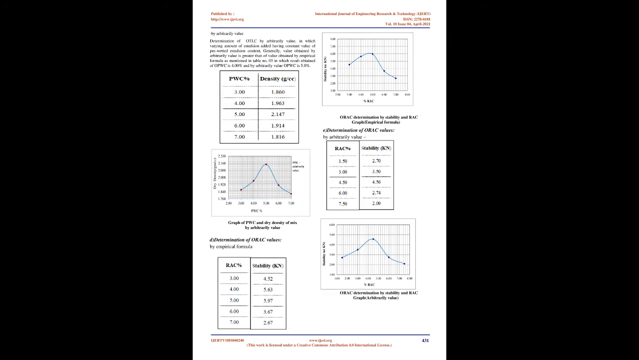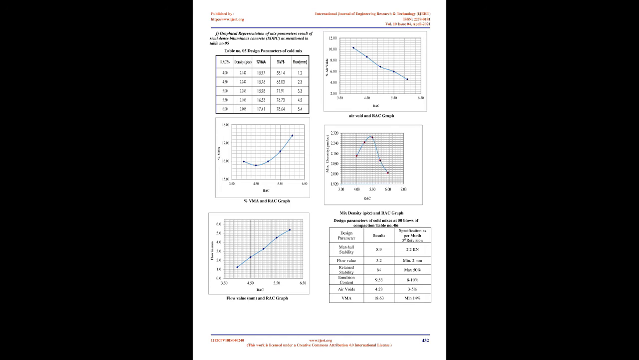H. Method and level of compaction. A. Medium compaction level: the compaction effort generated when applying 50 blows to each end of the sample using a Marshall hammer as per IRC SP 100. B. Heavy compaction level: the compaction effort generated when applying 75 blows to each end of the sample using a Marshall hammer.